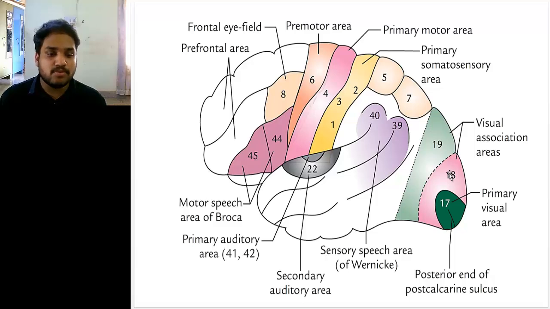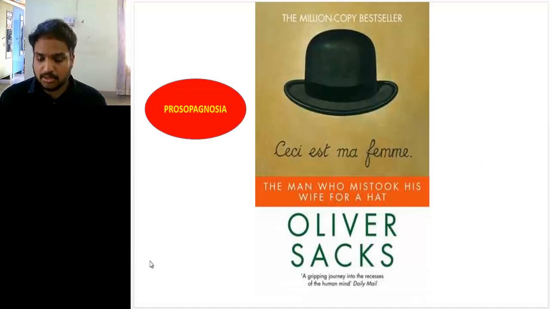And an extreme form of visual agnosia is prosopagnosia. What is prosopagnosia? It is the inability to identify a familiar face. The person is not able to identify a face that is familiar to him. It is a form of visual agnosia. This was popularized in a book written by Oliver Sacks, The Man Who Mistook His Wife for a Hat. If you get time, you can read the book.